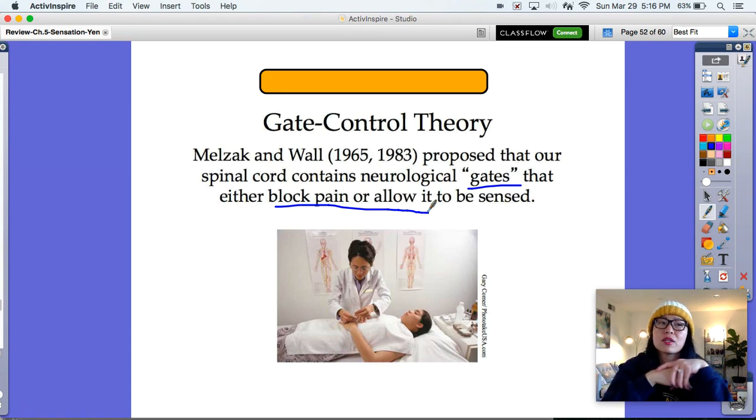So for some of you that are athletes, if you're in the flow of your game and you actually injure yourself, a lot of you might not feel anything because your gates are closed. You're distracted by playing, or it's adrenaline. But once the game is over and you sit down, the gates are going to flood open and you're going to feel all the pain from the injury.